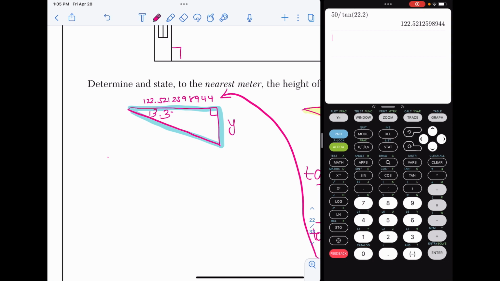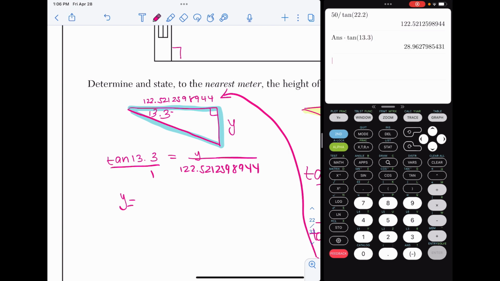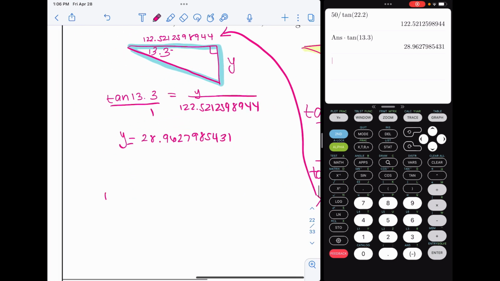So now I can use tangent again, opposite over the adjacent, which is our new side. I could put that over 1 and cross multiply. And I get that y is 28.9627985431. So the length of the segment TB, or the height of the tree, is going to be 50 minus that value.